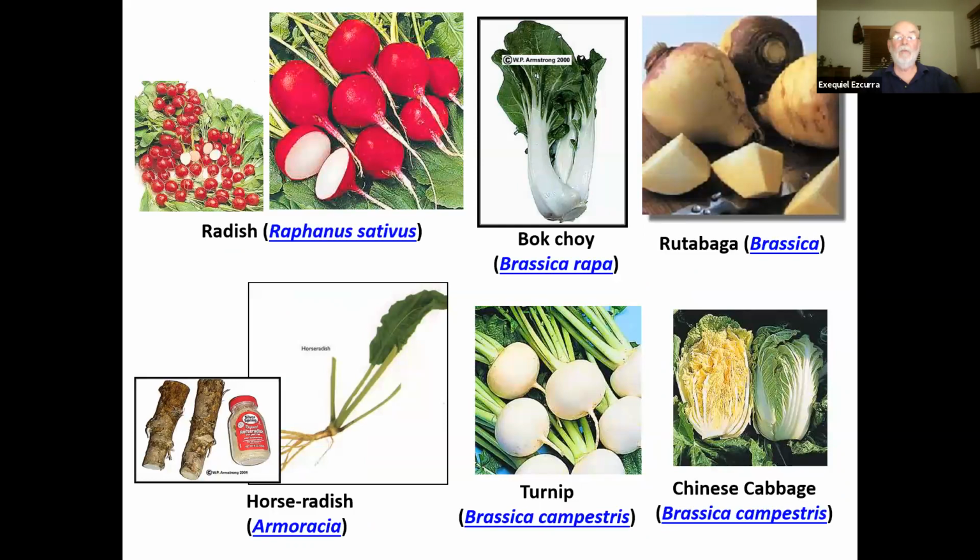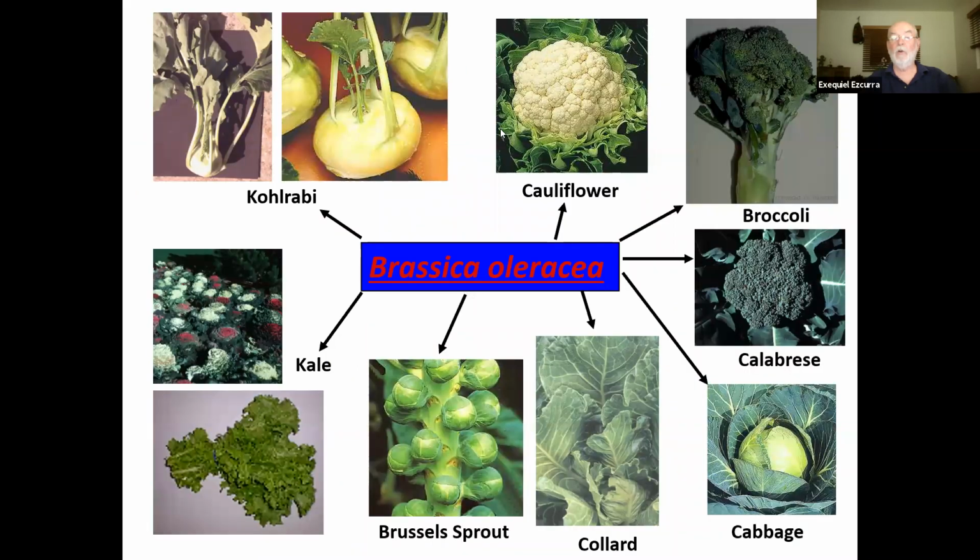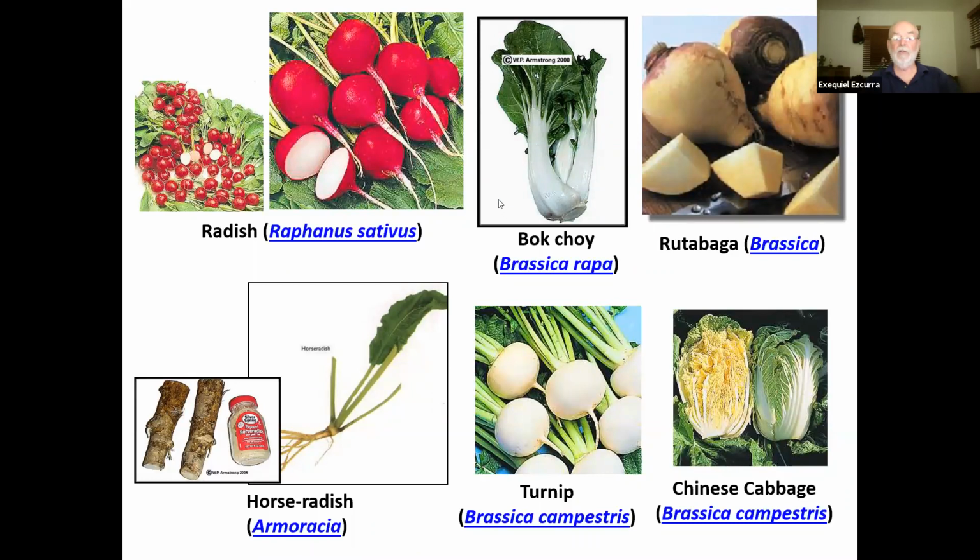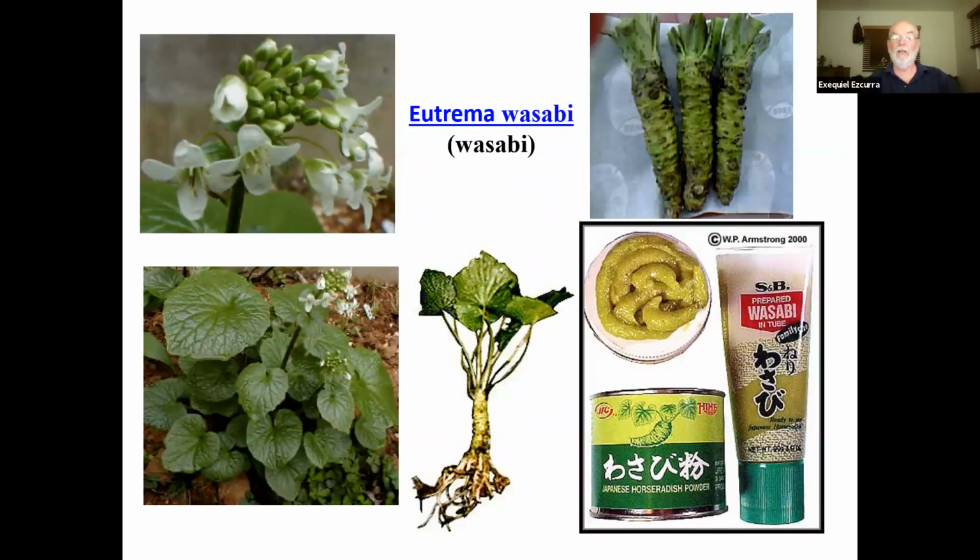Other plants in the family are the radish, Raphanus sativus; the bok choy, Brassica rapa, which is very related to the cabbage plant, Brassica campestris; the rutabaga, which is very similar to the kohlrabi; the horseradish, which belongs in a genus of its own, Armoracia; the turnip, another variation of Brassica campestris; the Chinese cabbage; and of course, a plant that many of us love.